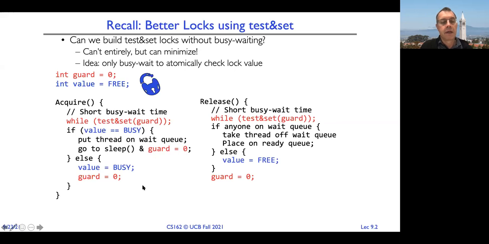Else, if the value is not busy, you set the value to busy, so you acquire the lock, and then you set guard to 0. Therefore, you allow another thread to look at and read the lock value and modify it. Any questions here?